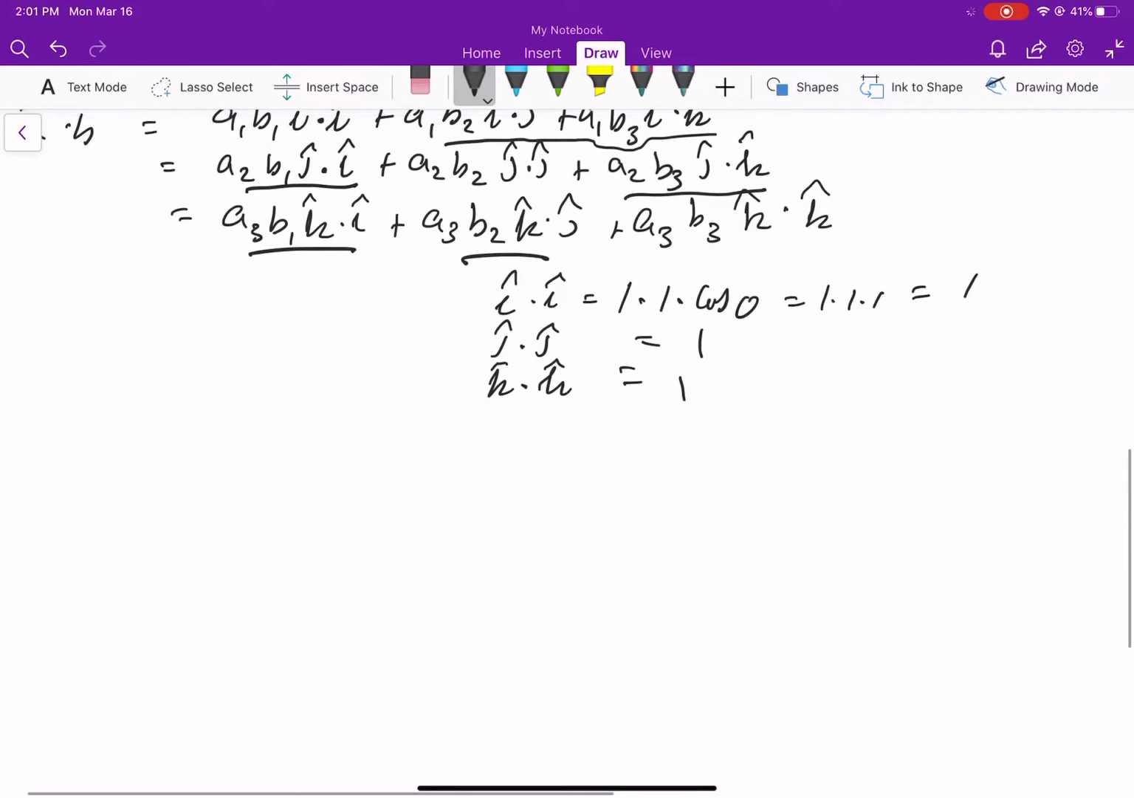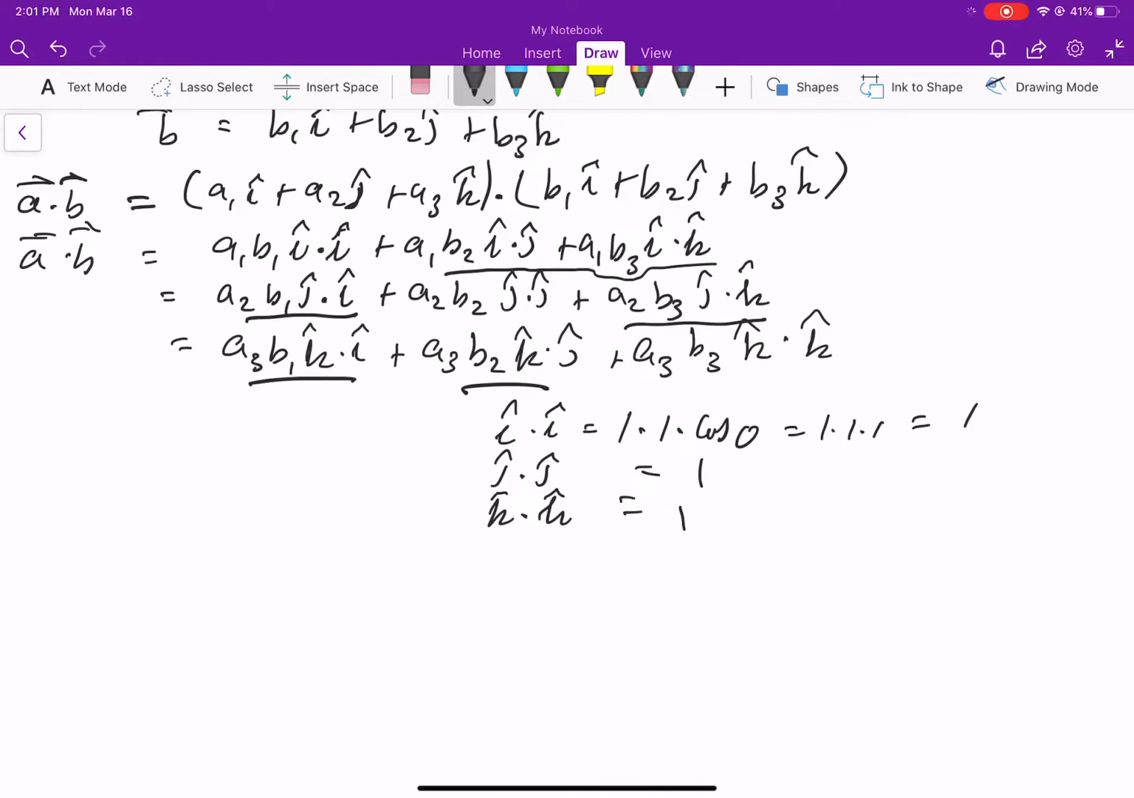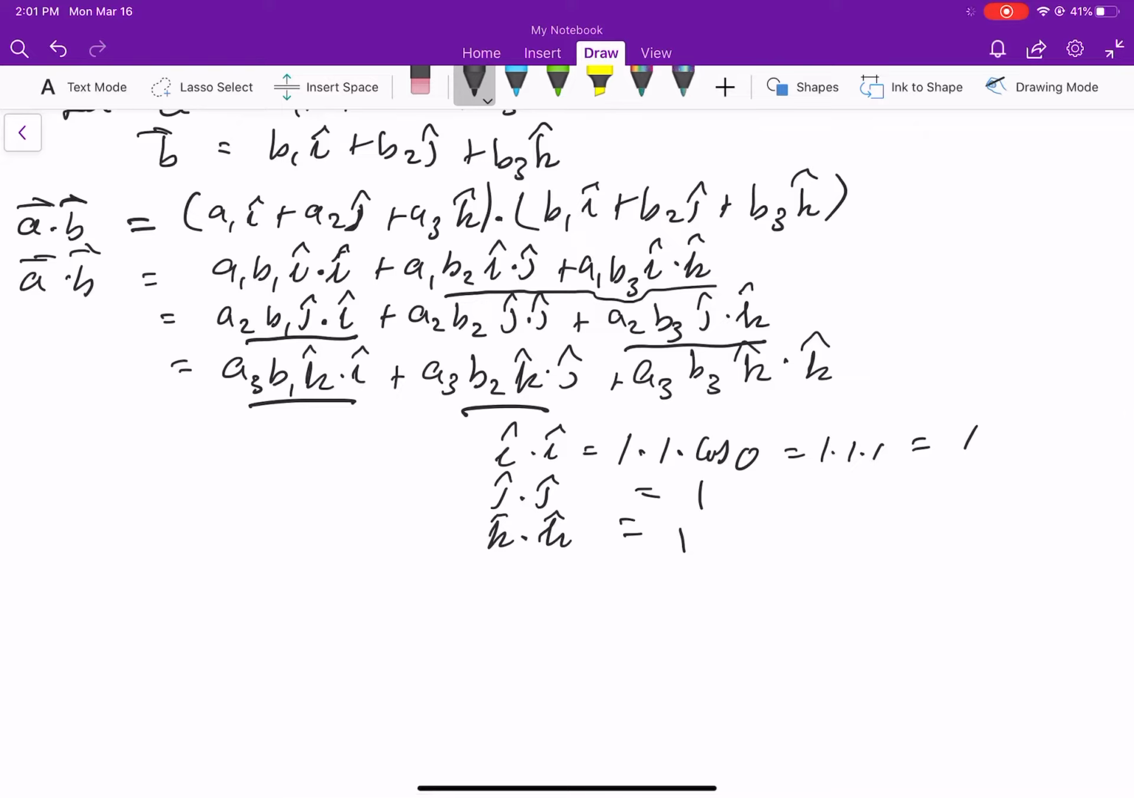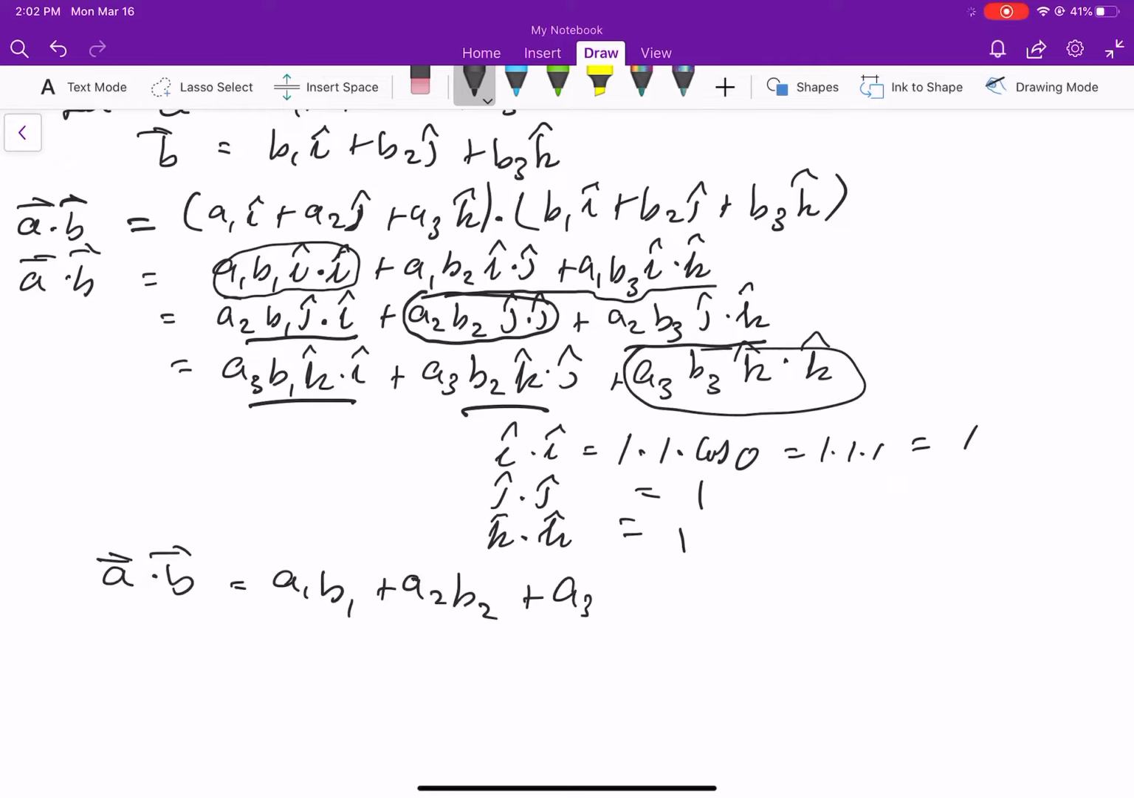What's the moral of this story? If you look at the end result of the dot product, A dot B will leave me with this term here, A1B1, where the I dot I gave me 1. It will leave me with this term here, plus A2B2, where J dot J gives 1. And it would also leave me with this term here, A3B3, where K dot K would give me 1.